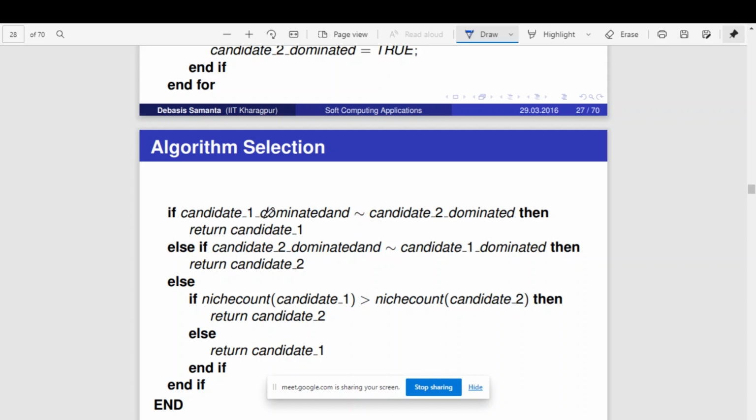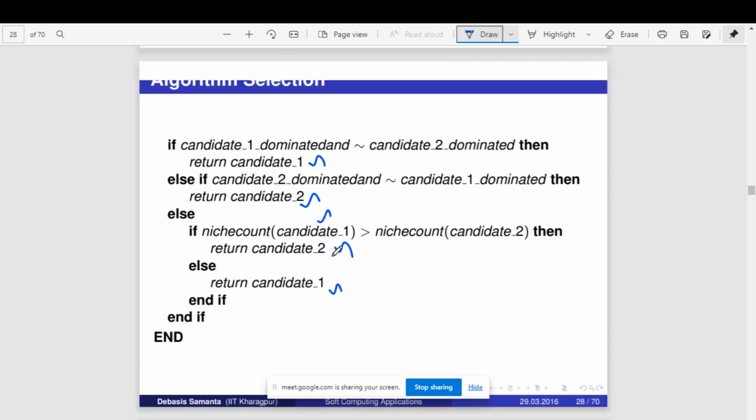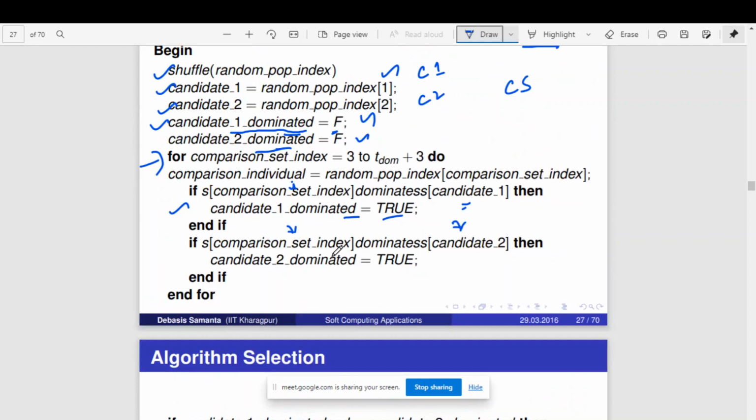So here you can see if candidate 1 is dominated and candidate 2 is not dominated, it is returning candidate 1. Similarly, if candidate 2 is dominated and candidate 1 is not dominated, it is returning candidate 2. If these two conditions are not satisfied, then it checks the Naish count. If Naish count of candidate 1 is greater than candidate 2, then the winner is actually candidate 1, but it is returning the loser, so it returns candidate 2, otherwise it returns candidate 1. So this is how the algorithm works.